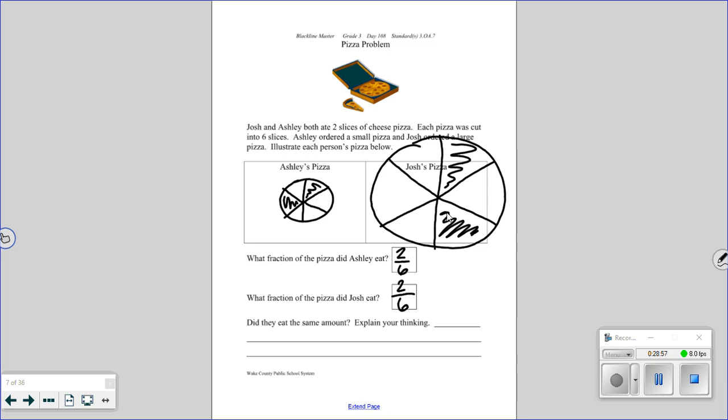Ate the same fraction. Write this question in your notebook. Did they eat the same amount? Write that question in your notebook. No. That's not what I said. I said write that question in your notebook. Did they eat the same amount? What do we think? Did they eat the same amount?